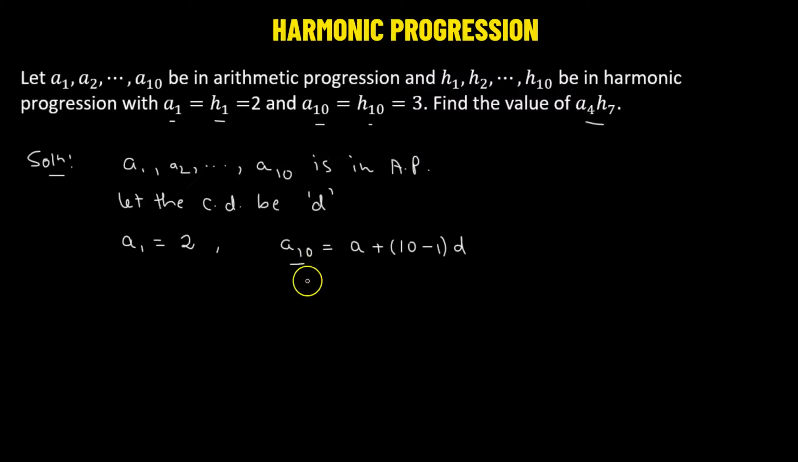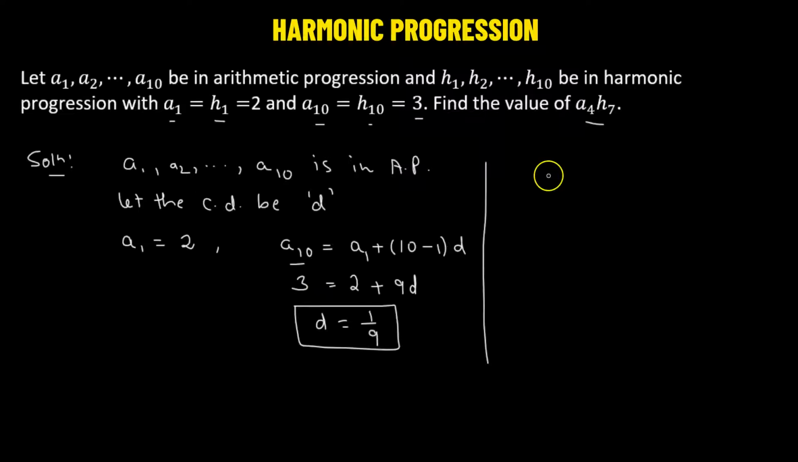So A10, it's given here that the value corresponds to 3. So we have 3 equals A, where A is nothing but the first term A1, which is 2. So we have 3 equals 2 plus 9 times d. So solving for d, we get 1 over 9. So this is going to be the common difference of the arithmetic progression.